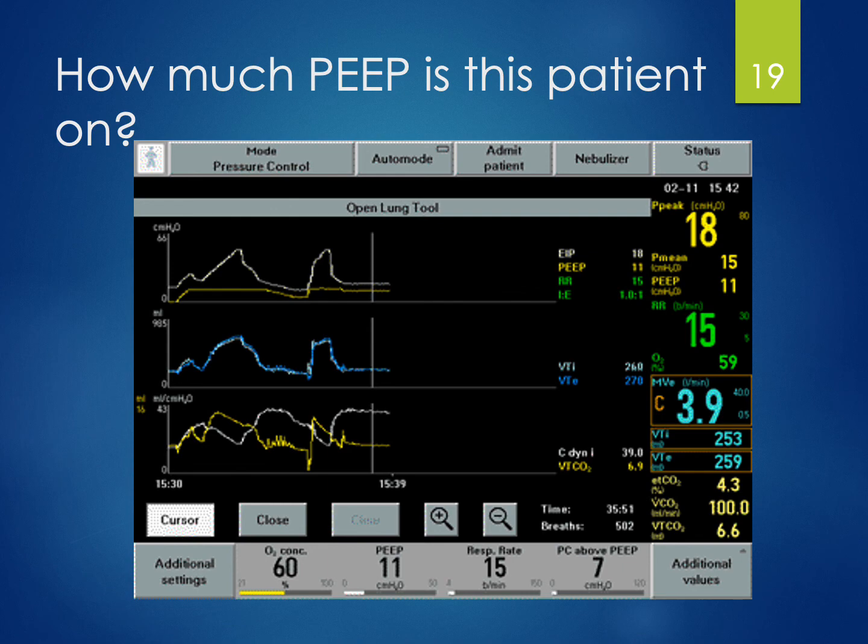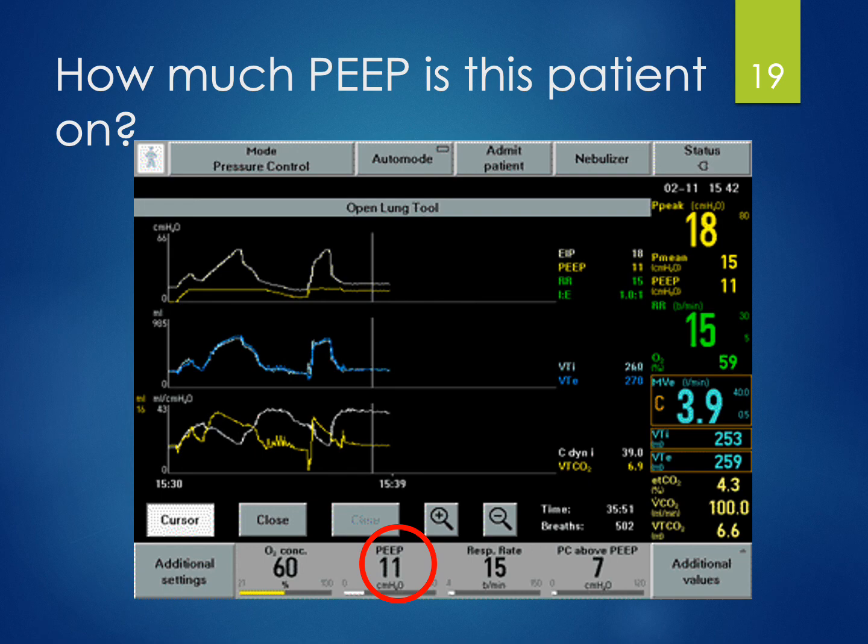So in looking at this ventilator screen, how much PEEP is this patient on? Pause the presentation and then restart to check your answer. Here you can see this patient is getting 11 centimeters water PEEP. Notice the amount of pressure. The units used is centimeters water. And that's keeping the patient's alveoli open.